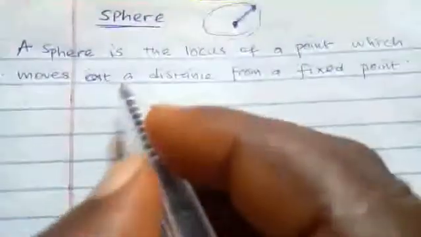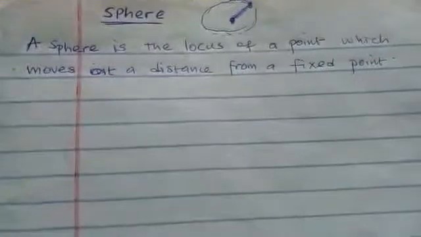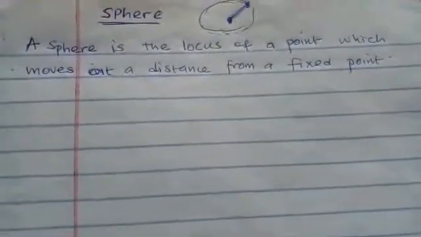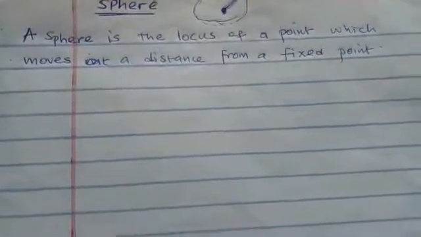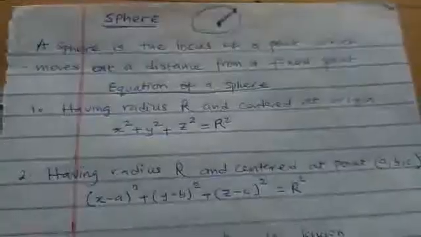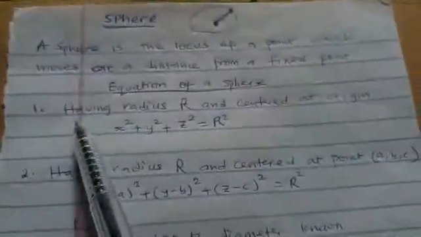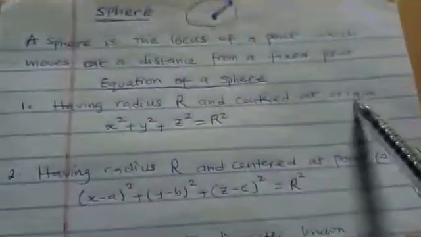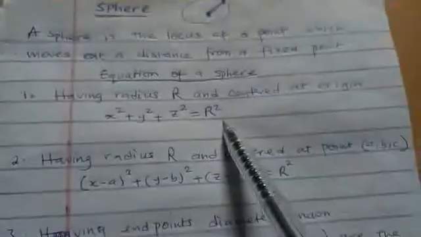Now we'll quickly move to equation of a sphere. The equation of a sphere is in three forms. So we need to consider the three cases by which you can find equation of a sphere. The first one, this. We say that if a sphere is having radius r and that sphere is also centered at origin, then this is the required equation of that sphere. So this is r square representing the radius.